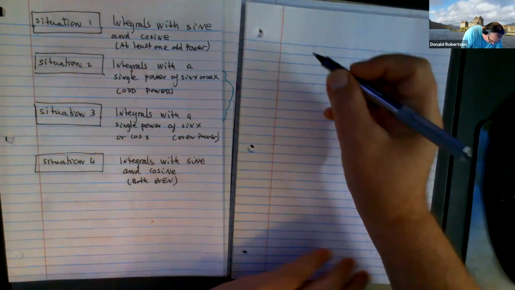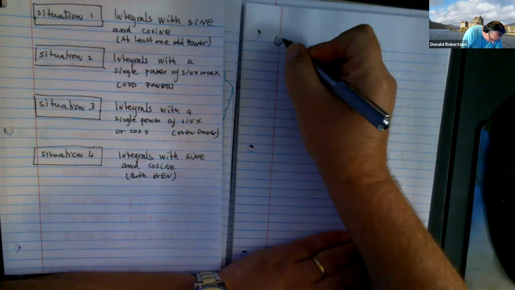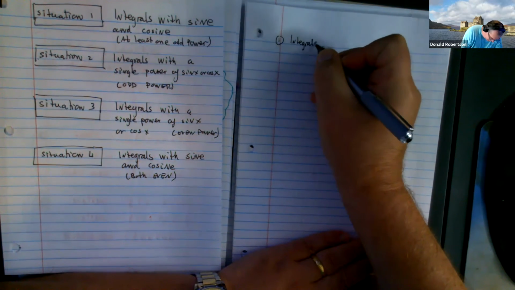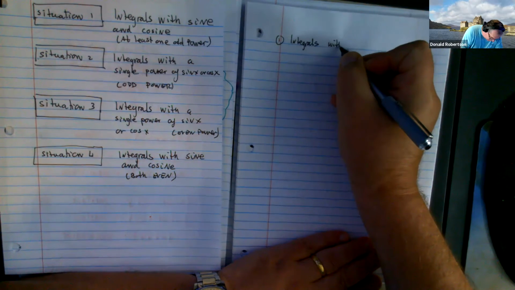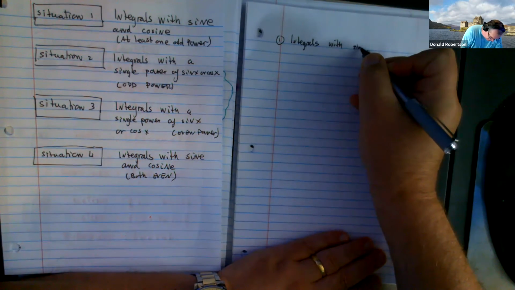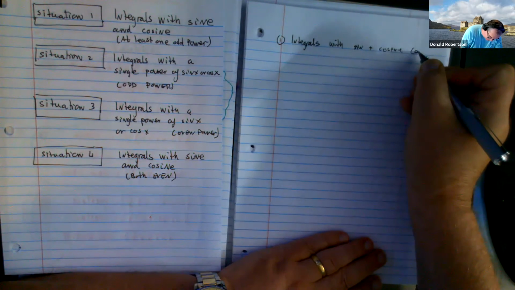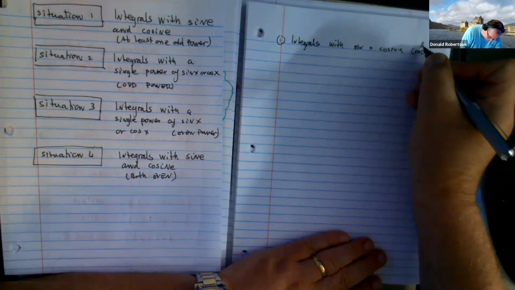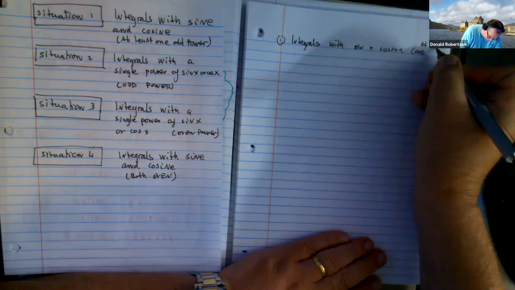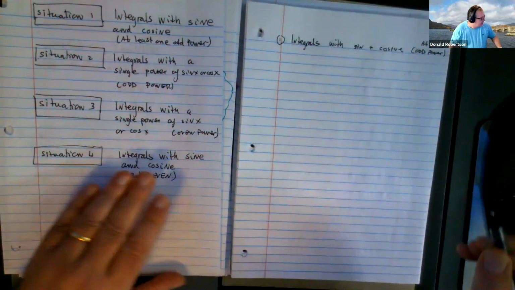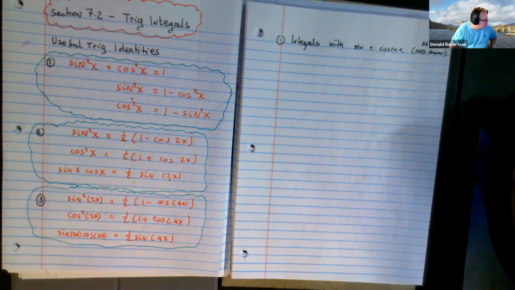We're going to do situation 1, integrals with sine, cosine, at least 1 odd power. Give me a second, I'll pick some homework questions. They're the easiest ones to deal with.